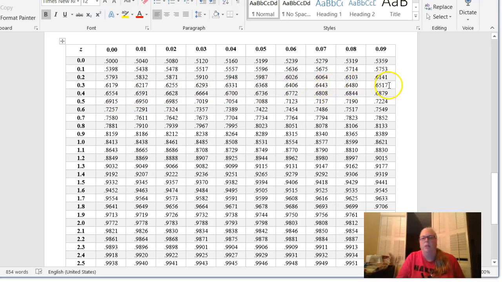0.6406, 0.6480, 0.6517. My z-score should fall in between these two right here. Let's see which one I want. 0.65 minus 0.648, that's 0.002. 0.6517 minus 0.65 is 0.0017. So our z-score is slightly closer to this one right here. So let's find out what our z-score is going to be. It's going to be 0.39.